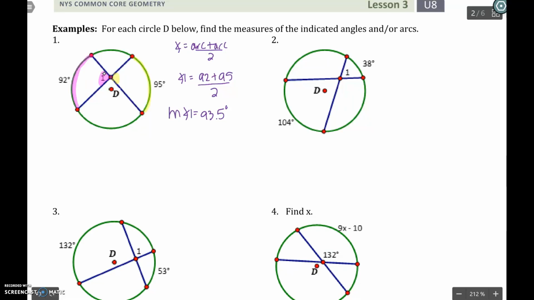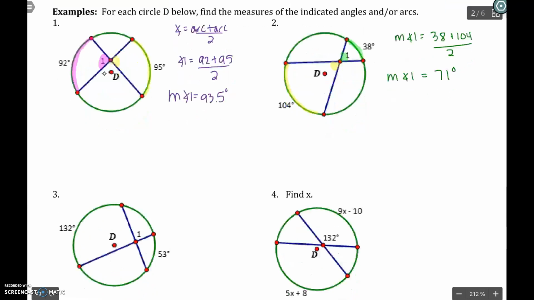Same thing here. Angle 1 is what we're looking for. That's intercepting the 38. Its vertical angle is intercepting the 104. So to find angle 1, we're going to average the 38 and the 104 by adding them and dividing by 2. And then what you will get is 71 degrees.